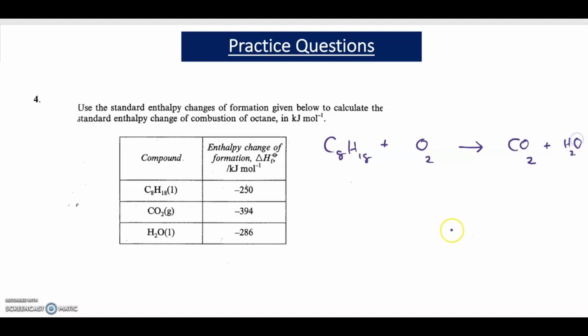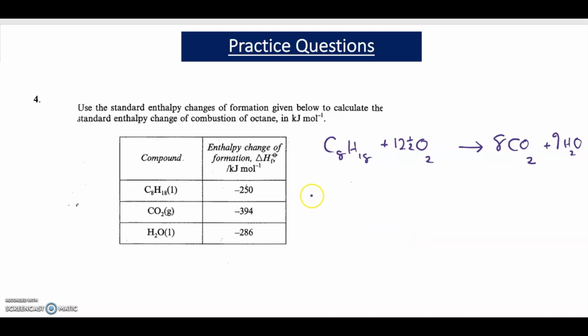Now remember, I have to have 1 mole of octane, so I can't put a number in front of that. So therefore, to balance it, I put 8 in front of the carbon dioxides to get 8 carbons on either side, and I put a 9 in front of water to get 18 hydrogens on either side of the equation, and that will give me a total of 25 oxygens, so I need 12.5 O2.